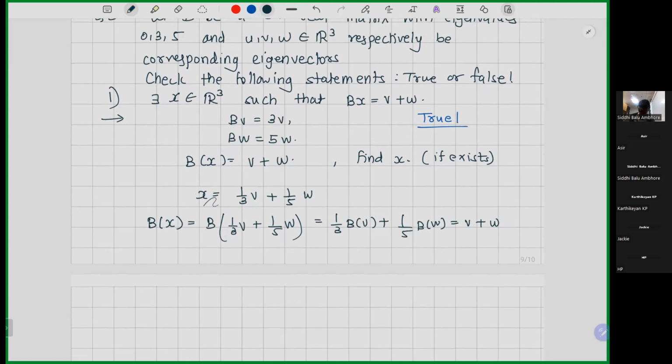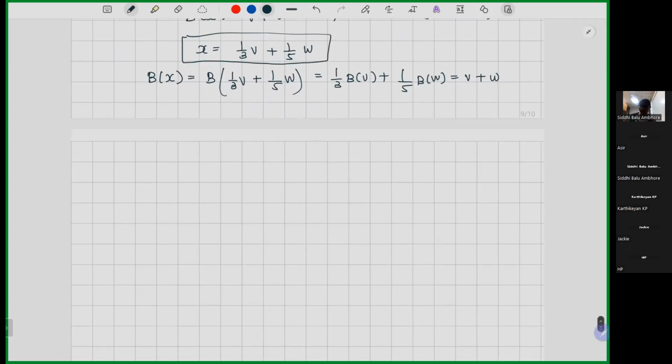This X works. If not, then I'm moving to the second question: the dimension of the null space of B is 0. So they're asking whether the dimension of the null space of B is 0.